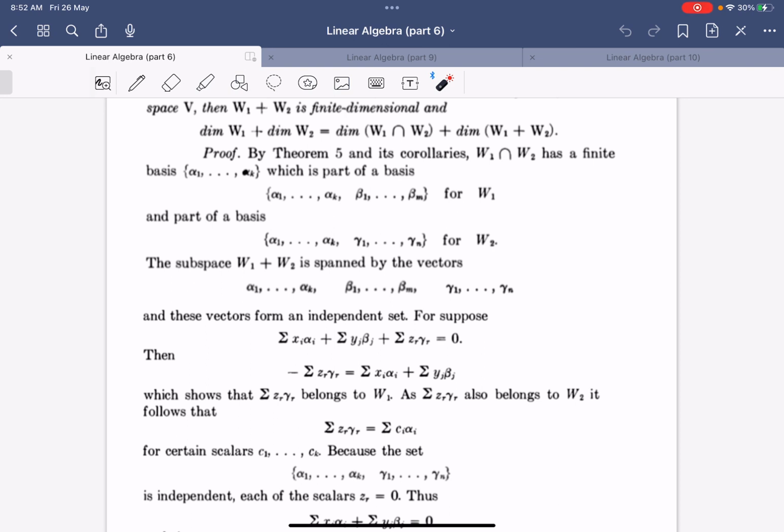So first we say that the intersection will have a finite basis, alpha 1 to alpha k, and it must be part of the basis for W1, and it also must be part of the basis for W2. So the subspace W1 plus W2 now can be spanned by the vectors alpha 1 to k, beta 1 to m, and gamma 1 to n. And these vectors form a linearly independent set, since this is a basis and this is a basis.